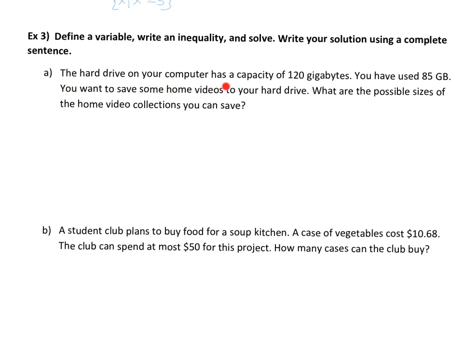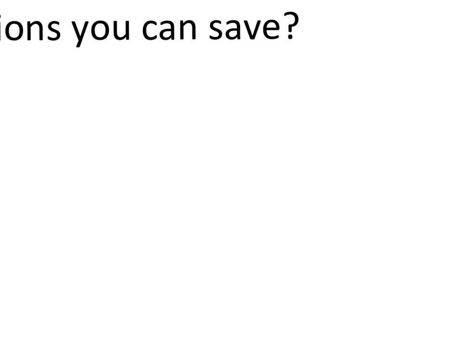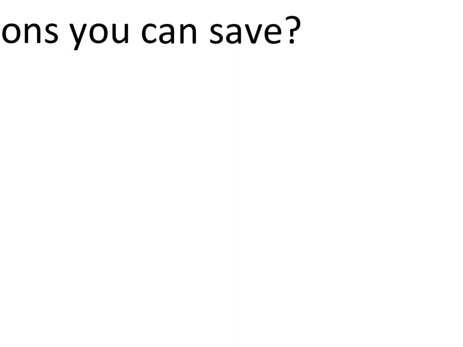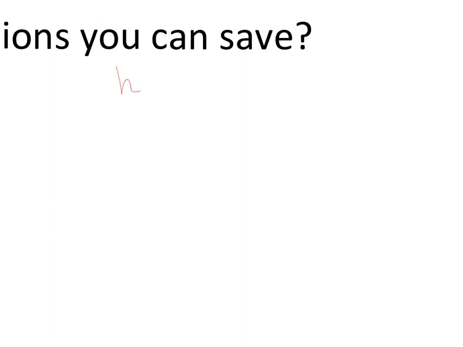A hard drive on your computer has a capacity of 120 gigabytes. You have used 85 gigabytes. You want to save some home videos to your hard drive. What are the possible sizes of the home video collection you can save? Okay, so we're going to start by defining our variable. Let's put H for size of home videos.